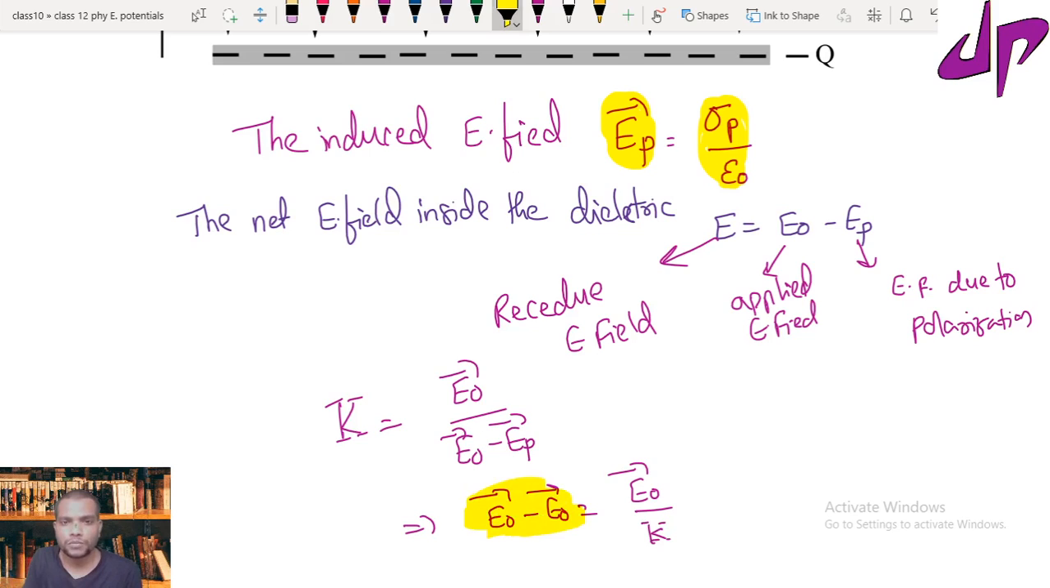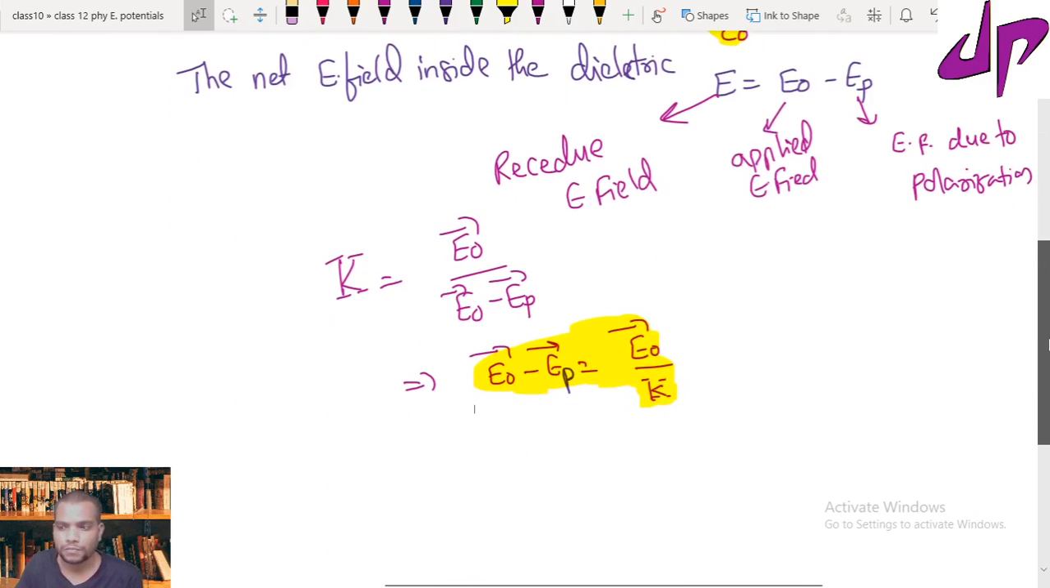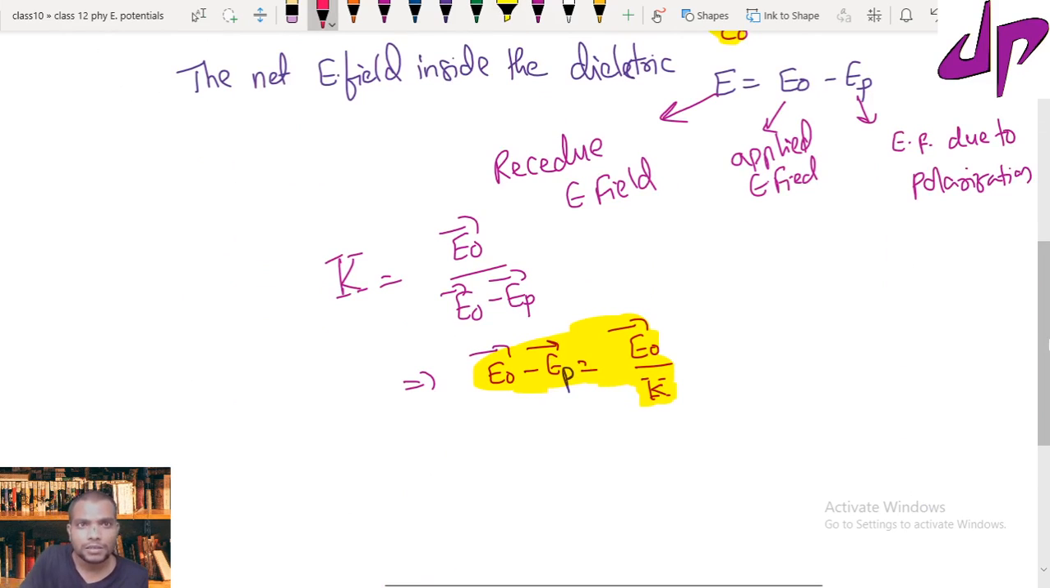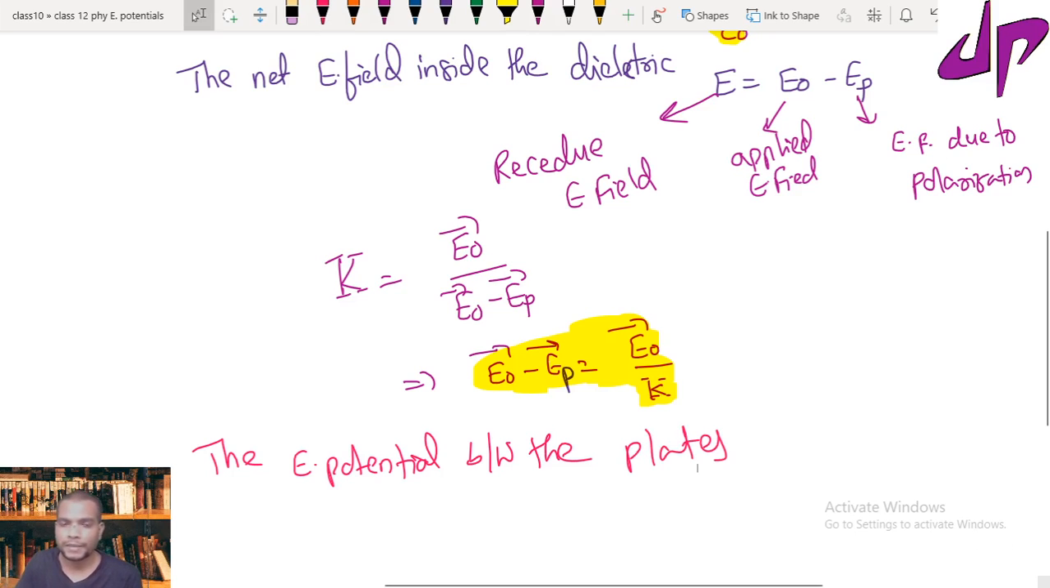So this is the expression for E naught minus E suffix P. So if we can write that small correction, that is the E suffix P, electric field due to polarization. Now, if you can write the potential expression, the electric potential between the plates.